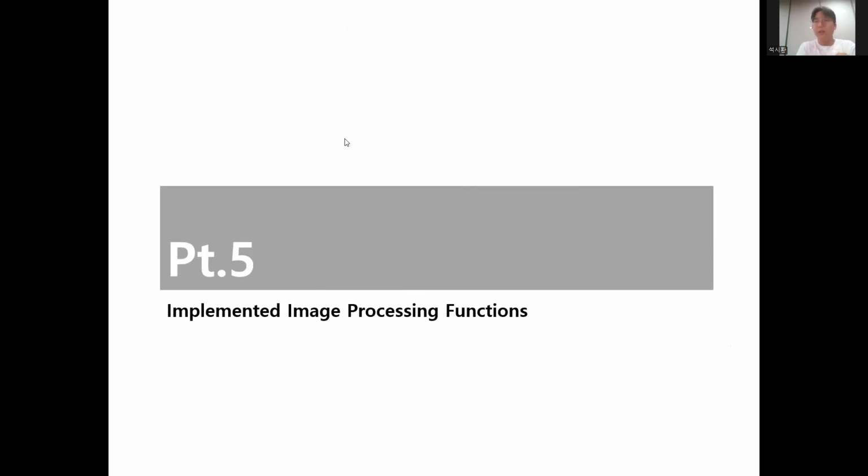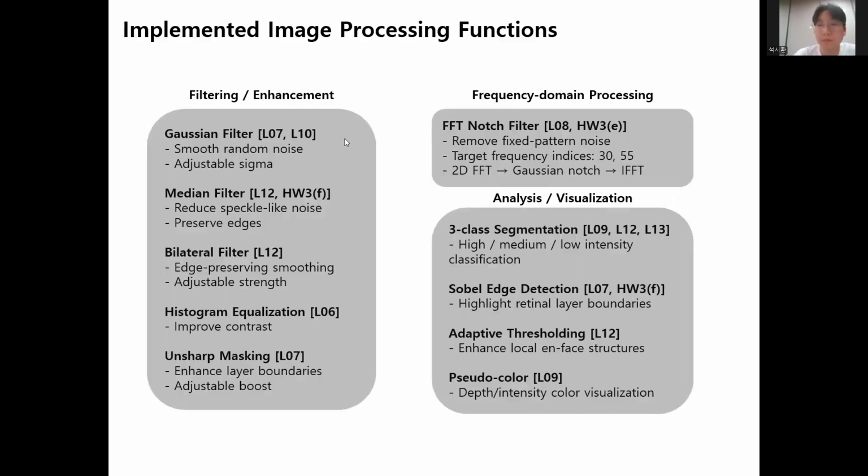Now, I will introduce the implemented image processing functions. The software includes several functions covered in the lecture. For filtering and enhancement, I implemented Gaussian, median, bilateral filtering, histogram equalization, and unsharp masking. Gaussian filtering smooths random noise and its sigma value is adjustable. Median filtering reduces speckle-like noise while preserving edges. Bilateral filtering performs edge-preserving smoothing. Histogram equalization improves contrast. Unsharp masking enhances layer boundaries.